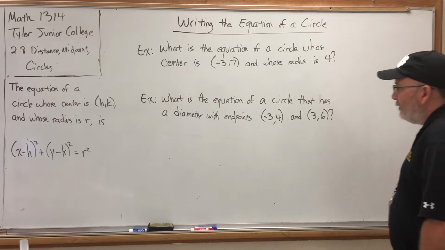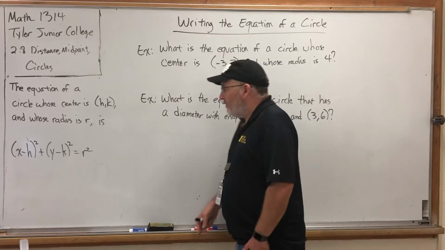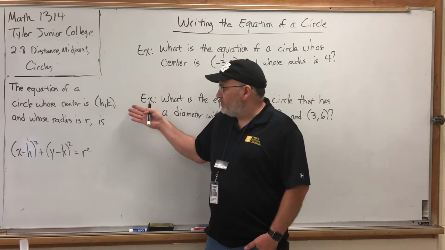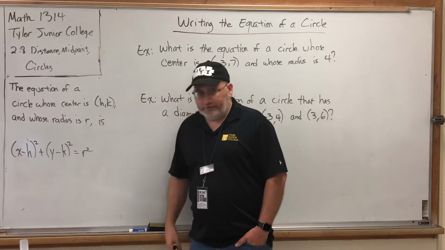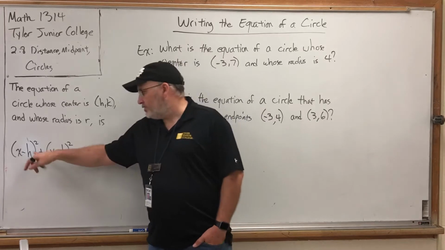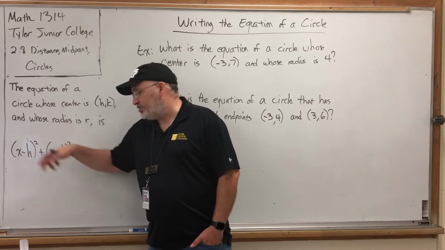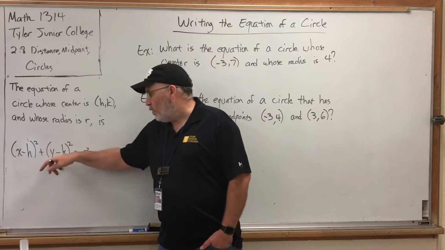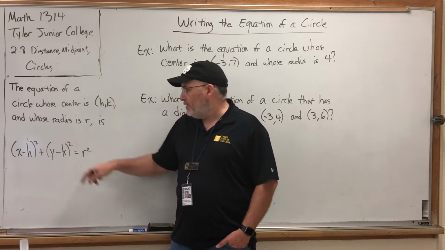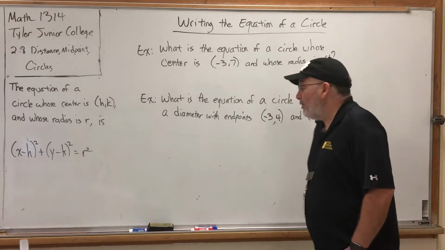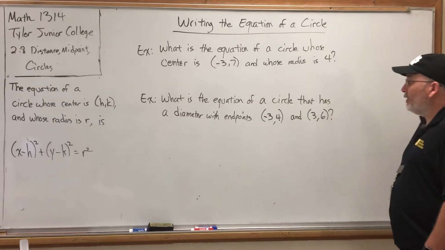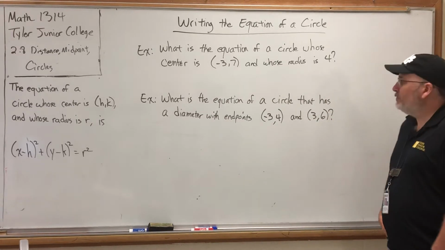In the previous video, we discovered the equation of a circle whose center was labeled h comma k and whose radius is r. That equation was x minus h in parentheses squared plus y minus k in parentheses squared equals r squared, remnants of the Pythagorean theorem. In this video, we're going to build a couple of equations of circles.